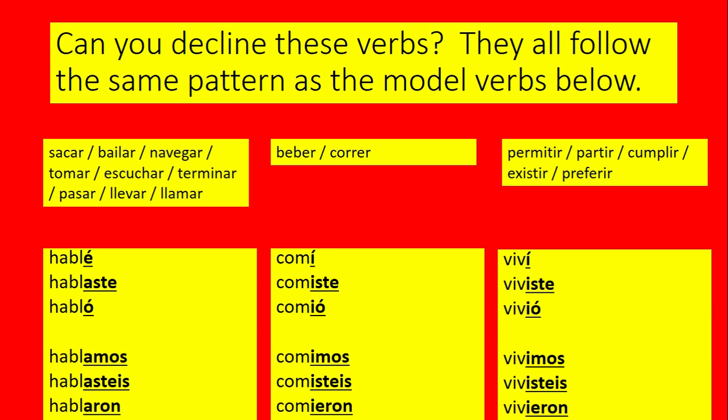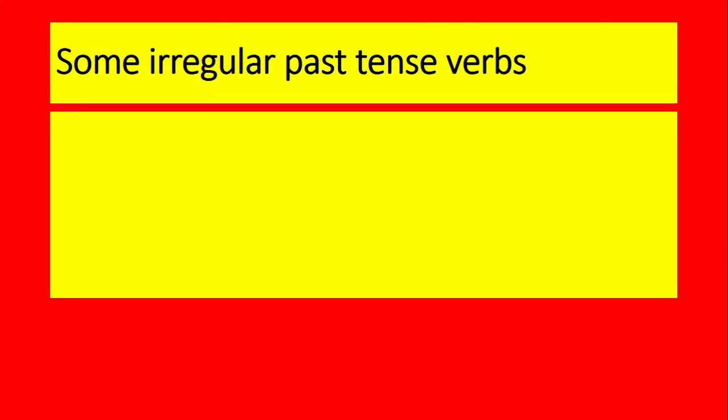Memorize it, but don't just memorize it like a parrot without understanding what it is you're saying. You need to remember that what you're saying is I spoke, I talked, you talked, he talked, we talked, you talked, they talked, etc. If you don't know what you're saying, then you're just reciting a pointless poem, basically.